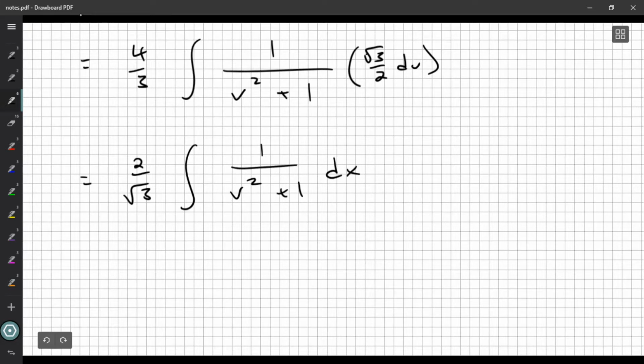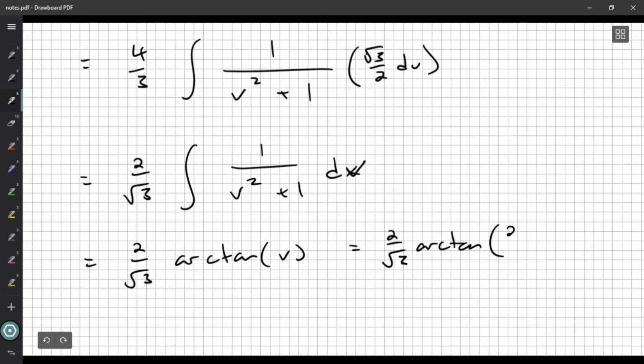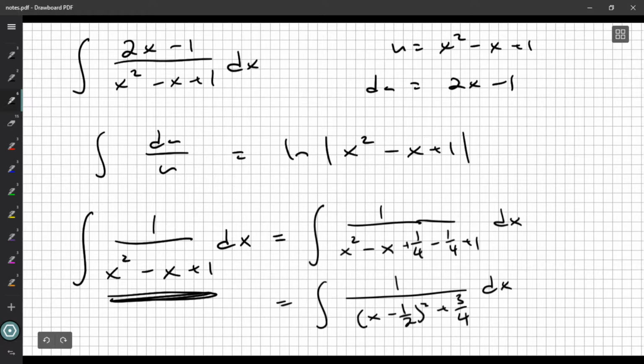And at long last, we've got something that we recognize. So this is 2 over root 3 arctan v. Okay. But what was v? Well, we said it not a moment ago. 2x minus 1 over root 3. Okay, we've managed to actually integrate everything. Now it's up to us to put it all together. Okay, all of this work here.